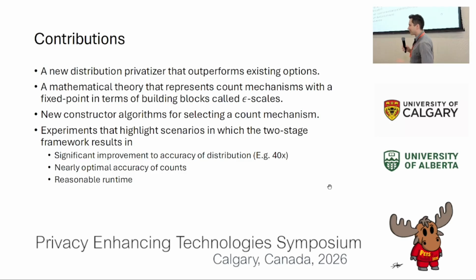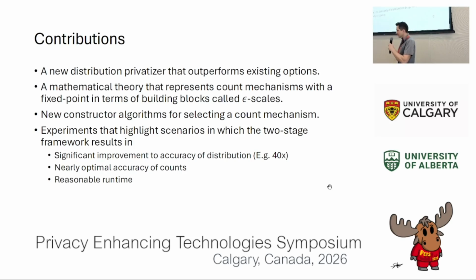So let me zoom back out for a moment. I think that's my time. I'll just say we've done a whole lot of other things in this paper. So we have a new distribution privatizer. We have more to this mathematical theory. We have new constructor algorithms. And then finally, we have a set of experiments where we take real data and we privatize it using different methods. And just to highlight, we do in fact have some good positive news from those experiments.